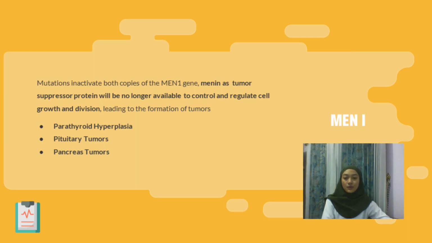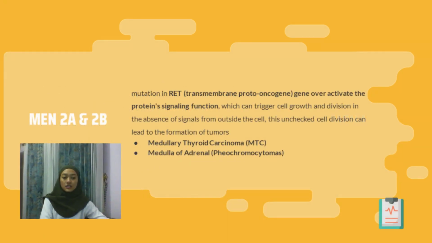Next is MEN type 2. It's known that there's a mutation in RET, which is a transmembrane proto-oncogene and responsible for MEN 2. Mutations in the RET gene overactivate the protein signaling function, which can trigger cell growth and division in the absence of signals from outside the cells. This unchecked cell division can lead to the formation of tumors in endocrine glands and other tissues.